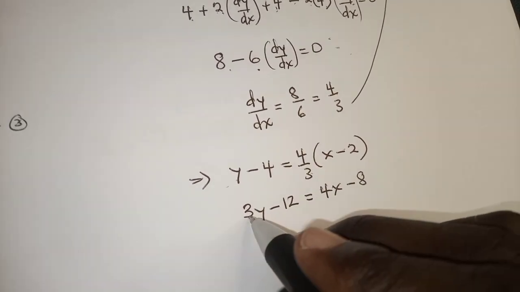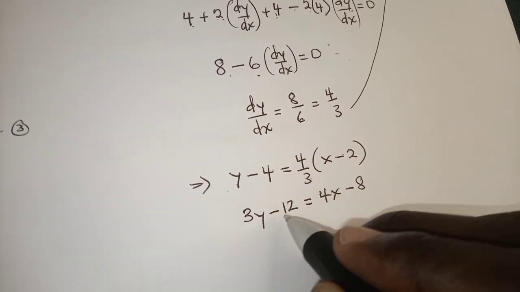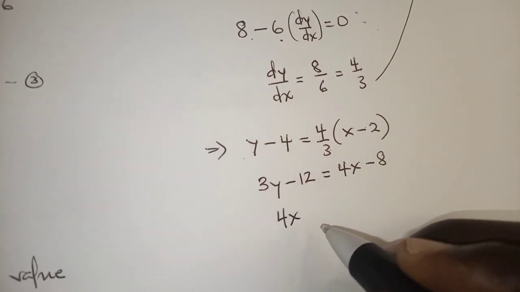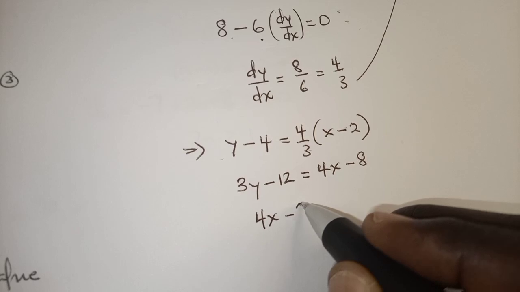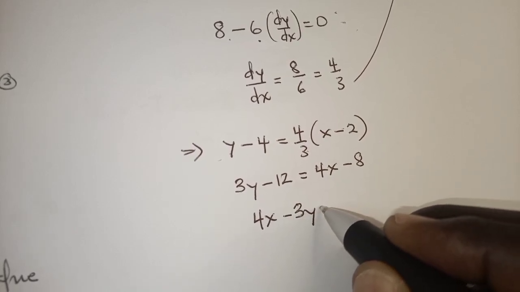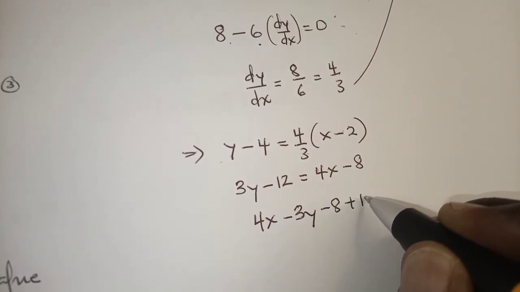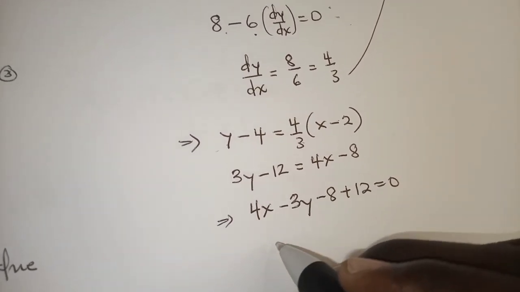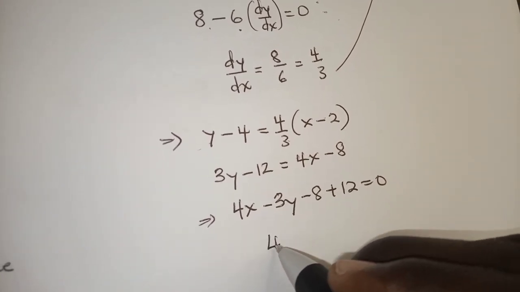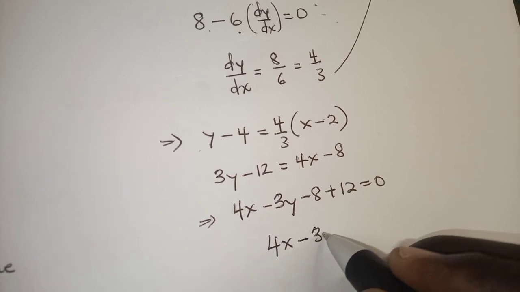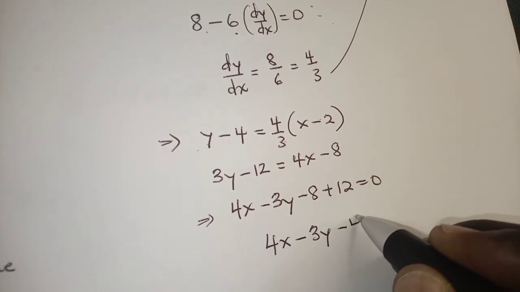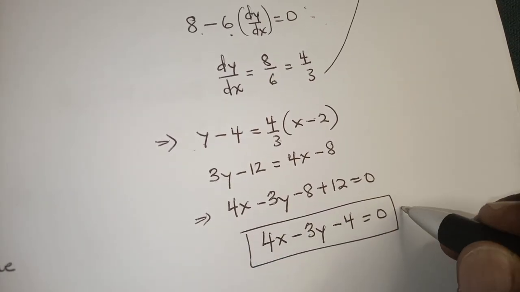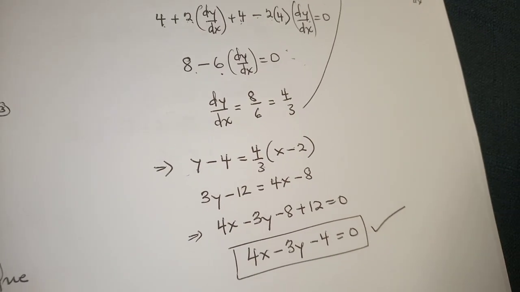Bring like terms together, so we take all these terms to the right hand side. So you have 4x minus 3y minus 8 plus 12 equals 0. So we'll be having 4x minus 3y plus 4 equals 0, and that will be our answer. So this is the equation of the tangent.